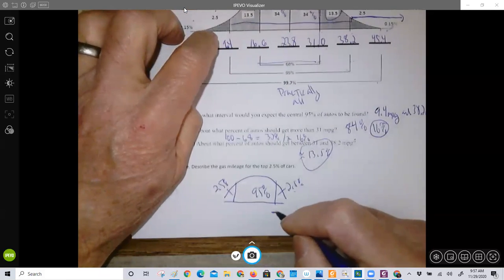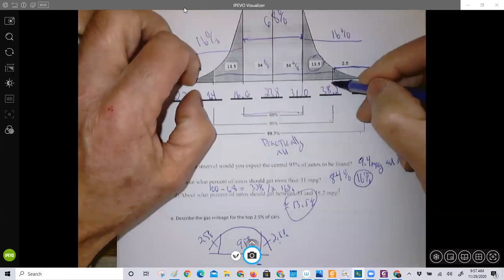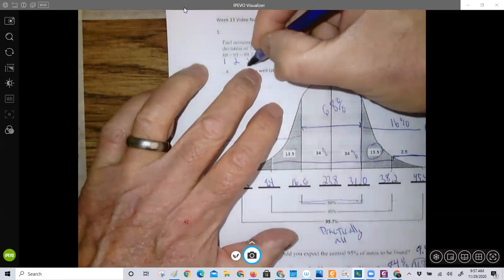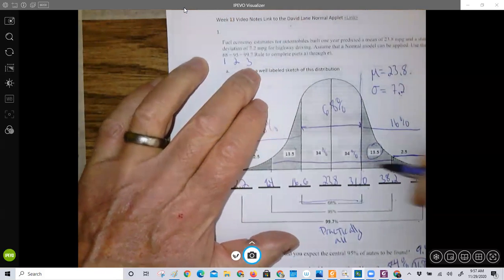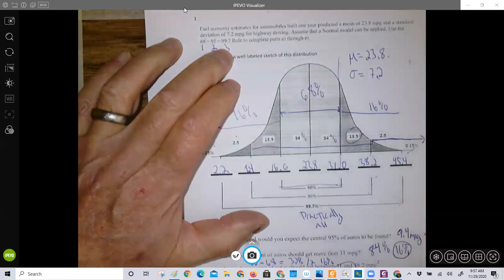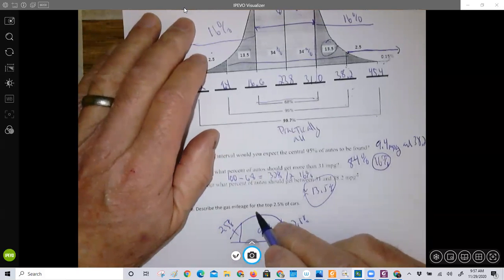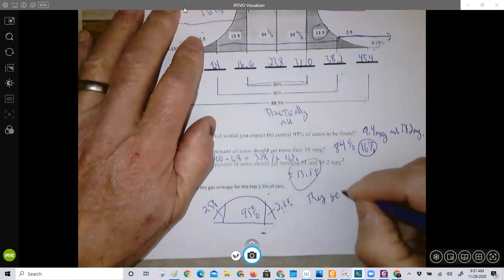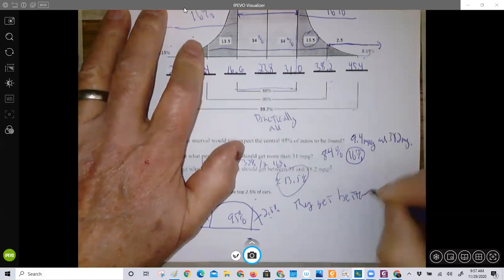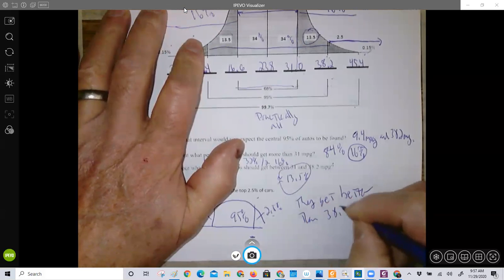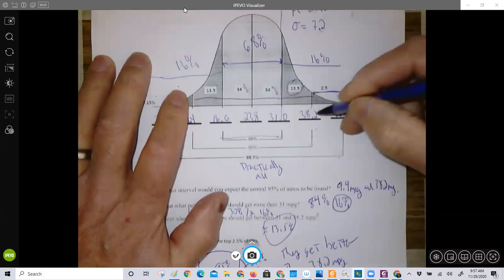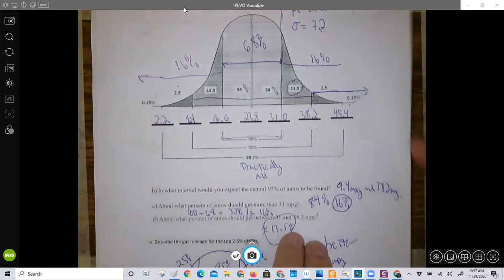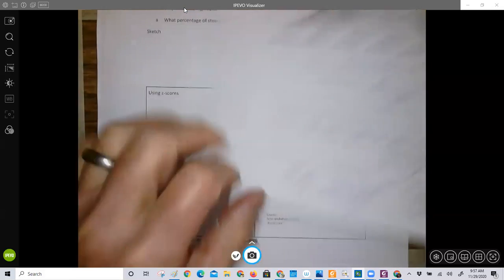So what number cuts off that middle 95%? Well, that's 2 standard deviations, because this is 1 standard deviation away, 2 standard deviations away, 3 standard deviations away from the mean. So here's the 2 standard deviation mark. To describe the gas mileage of the top 2.5% of cars, they get better than 38.2 miles per gallon. So you see how I use that cutoff to describe that? So that's using the 68, 95, 99.7 rule.